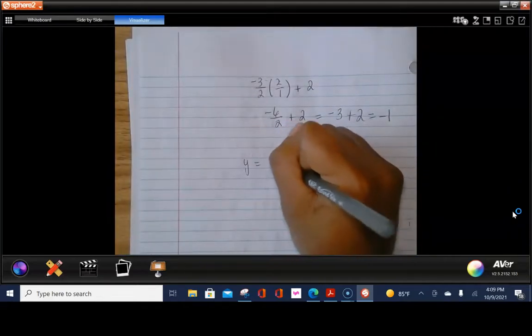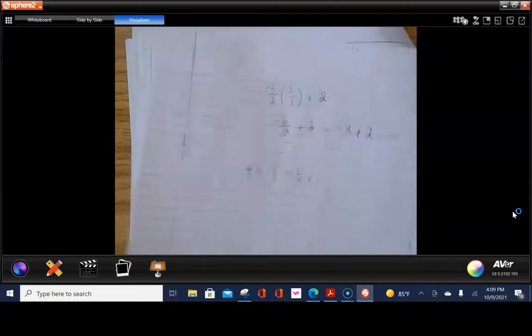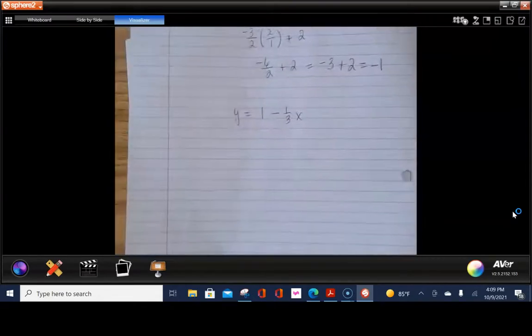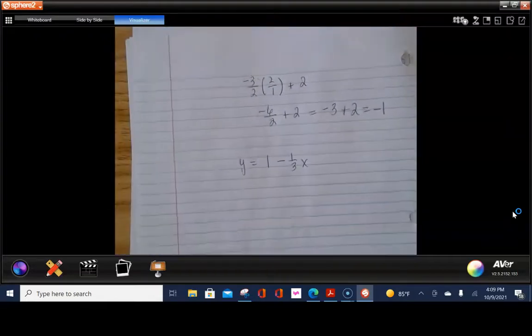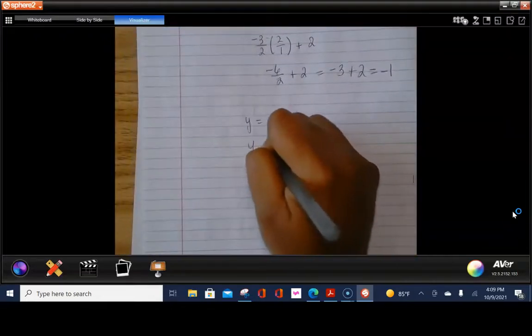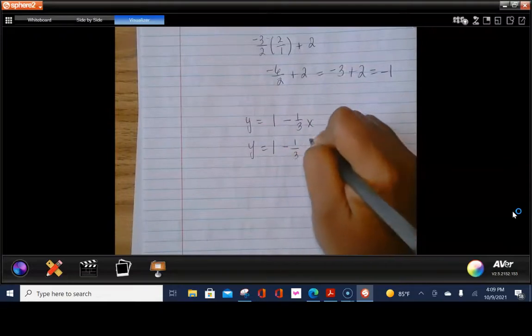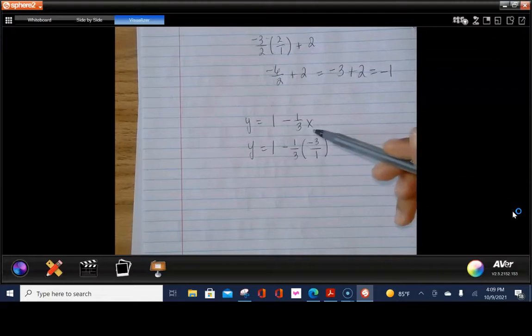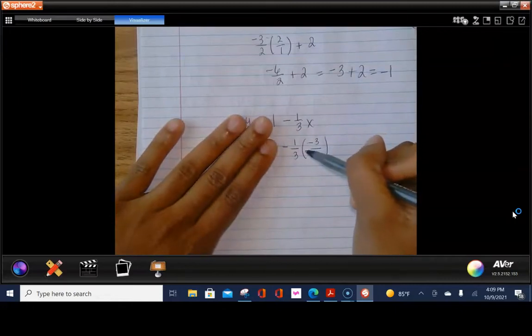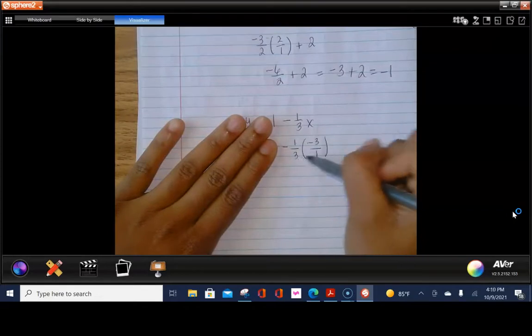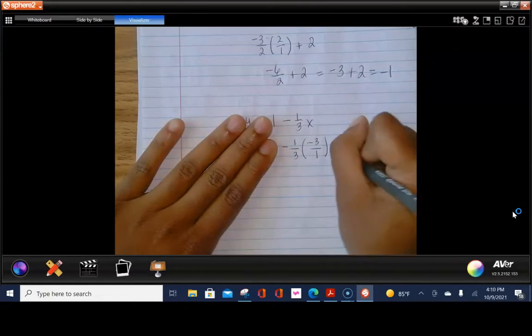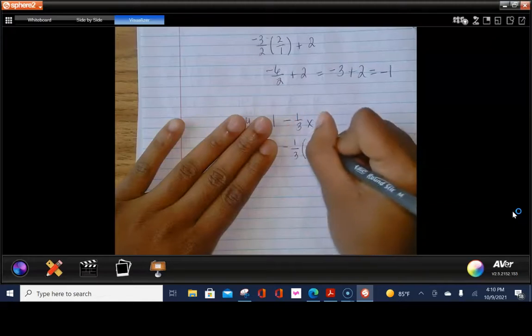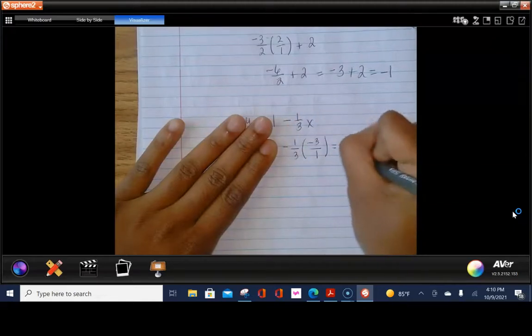Y equals 1 minus 1/3 x. And the 1 is positive. So they want me to plug in negative 3, 0, 3, and 6. So if I plug in negative 3, I got negative 1/3. X is going to be negative 3 over 1. Remember, again, it makes it easier to deal with fractions when you put whole numbers over 1. So now I'm going to ignore this part. Let's multiply across. Negative 1 times negative 3 is 3. 3 divided by 3 is 1. So one more time. This right here was negative 1 times negative 3 is positive 3 over 3.